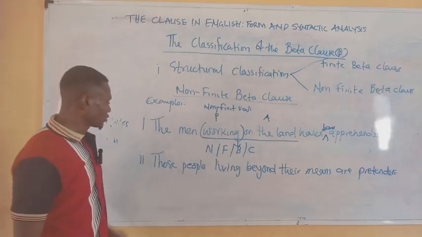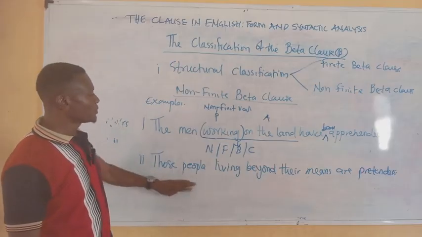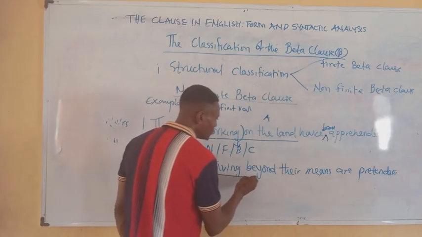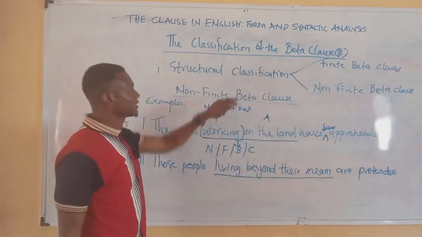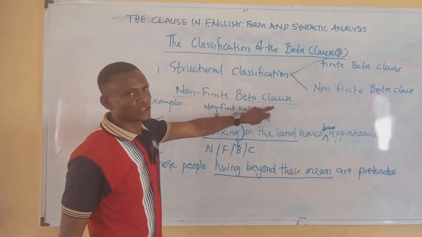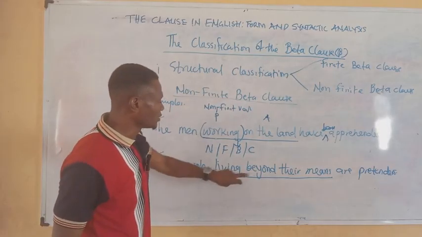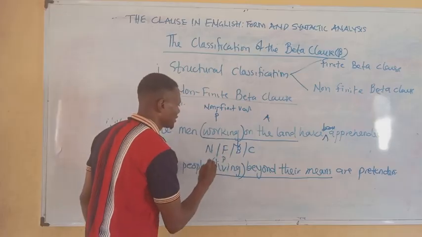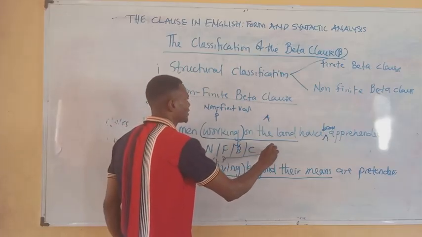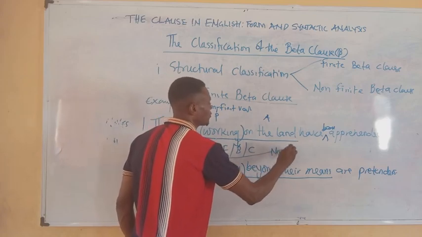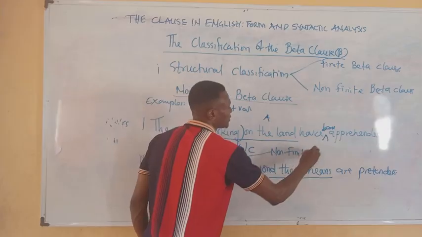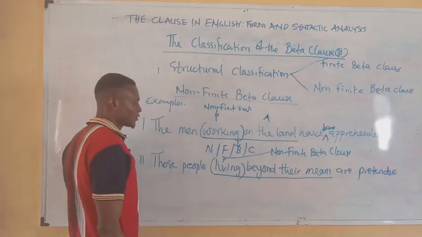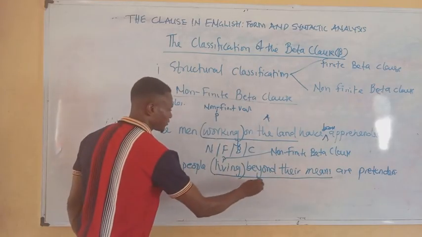So the next one here, we have those people living beyond their means are pretenders. So living beyond their means is a beta clause. Living here is the predicator. And what type of predicator is this? That is a non-finite beta clause. So this group of words is referred to as what?